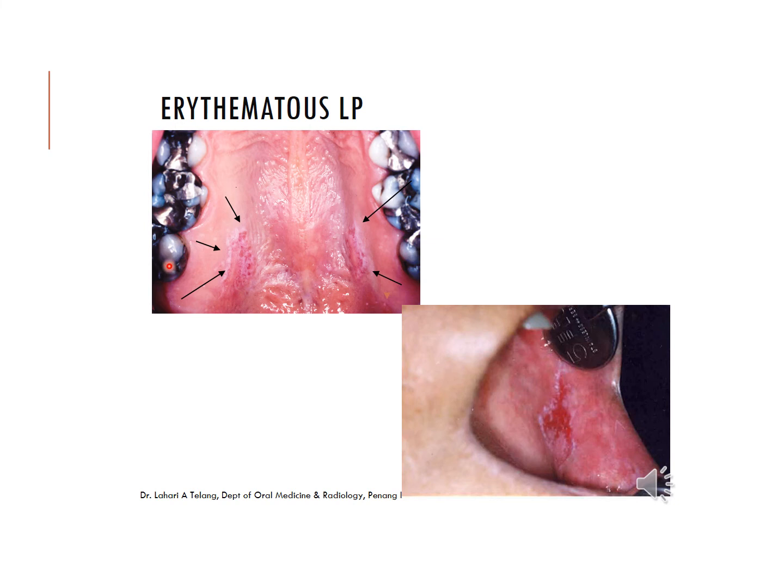Examples of erythematous Lichen planus: you would see that there are white areas and then there is central redness here. Similarly, here also central redness with the surrounding white areas. So this is the appearance of erythematous Lichen planus.